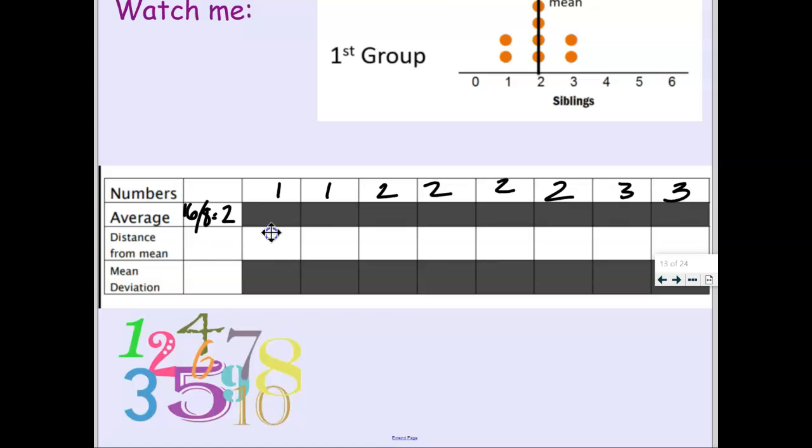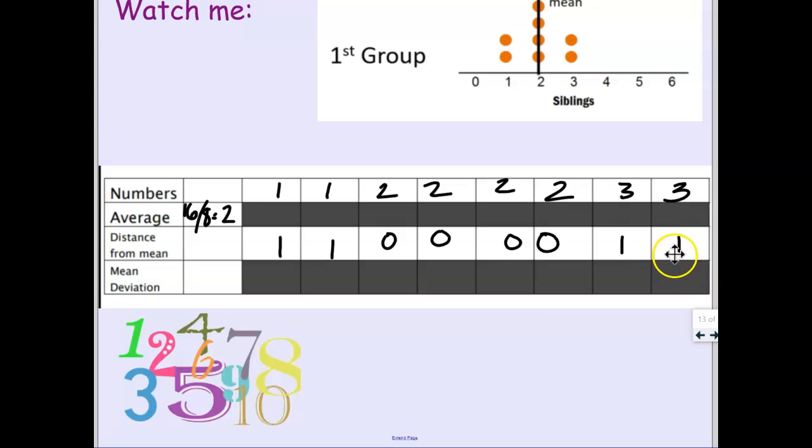Okay, to find the distance from the mean, I'm going to go 2 minus all these numbers, and I'm only going to use the absolute value of that, which means I'm just going to use the positive version of it. So 2 minus 1 is 1, 2 minus 1 is still 1, 2 minus 2 is 0 all day long. 2 minus 3 is -1, but again, I'm going to keep it positive, and there you go.